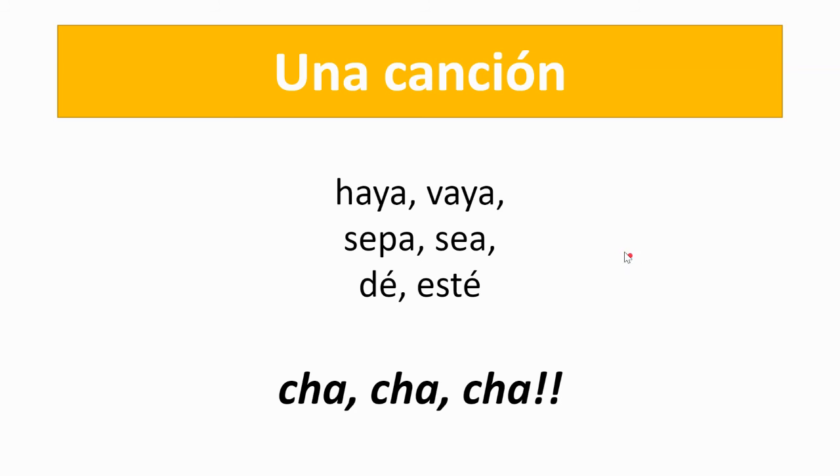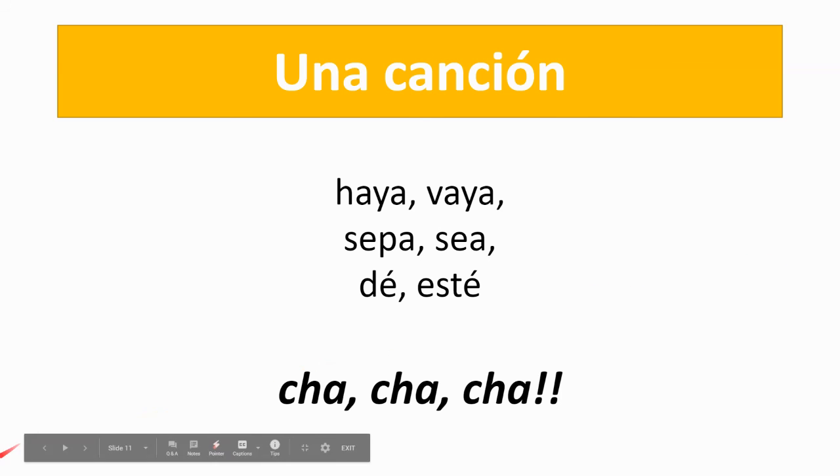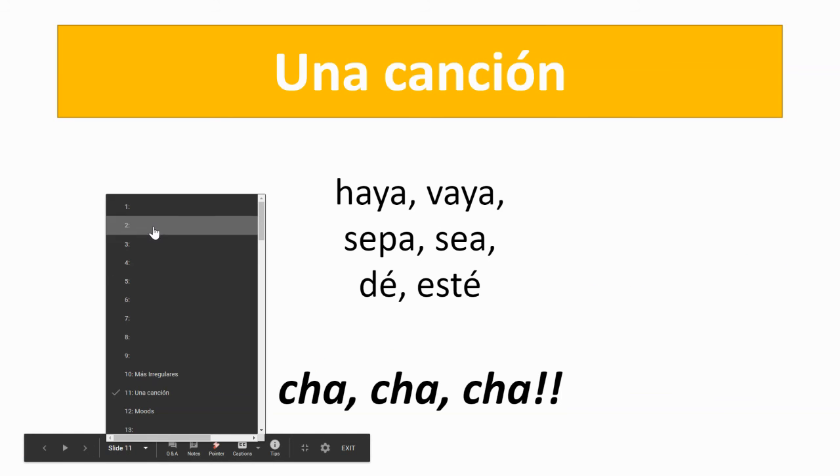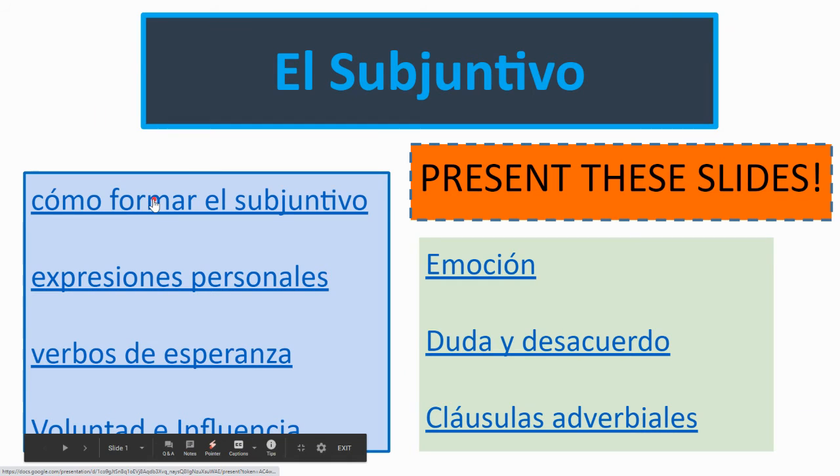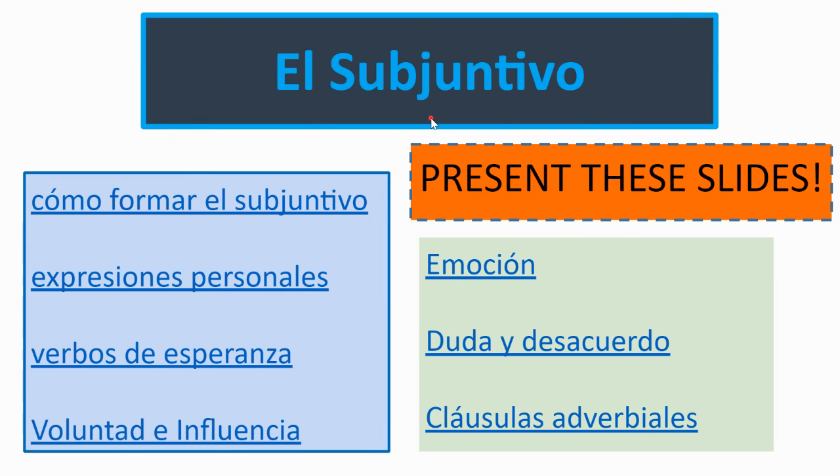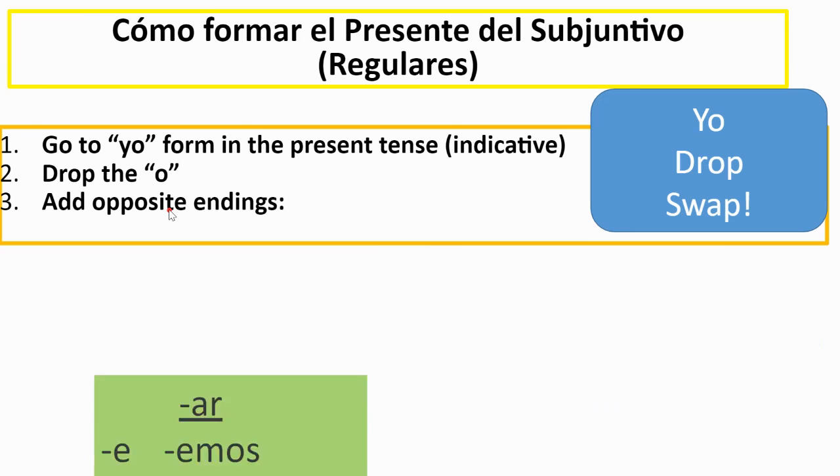Okay? Quick review. This is a completely new verb tense. We are going to go back to the very beginning. Completely new tense that we are learning here. We're going to go into the specifics of it as we move through it. But to start, I want to start with what we know. And what we know is already how to form the subjunctive. Yo, drop, swap is our pattern.